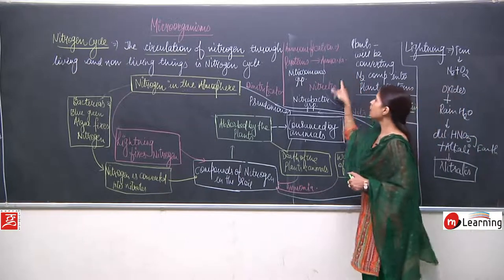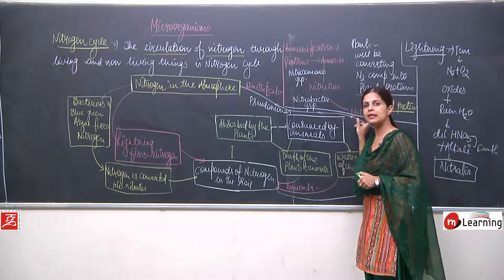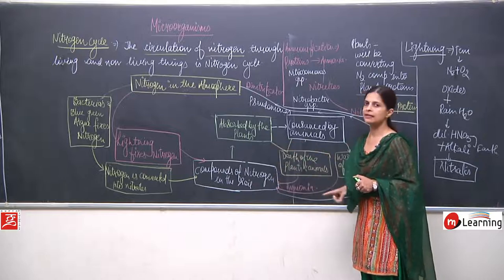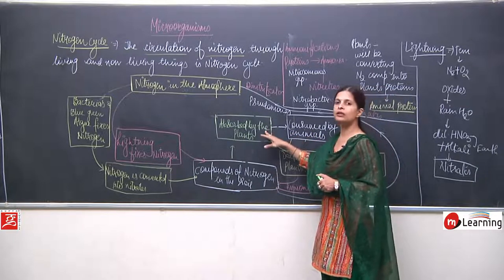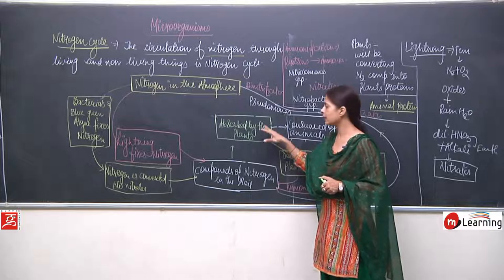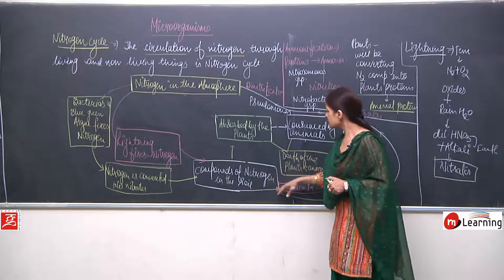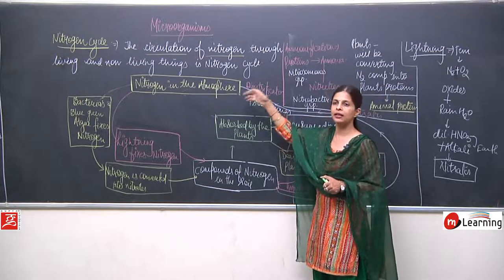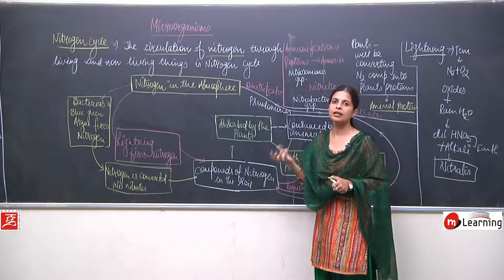From this ammonia, nitrites are formed. From the nitrites, nitrates are formed. Again, they are present in the soil and utilized by the plants. That means this is soil, and again they get the nutrients from the soil, and after death they become part of the soil. Then there are certain bacteria which convert the nitrates and release free nitrogen, and the free nitrogen comes into nature.